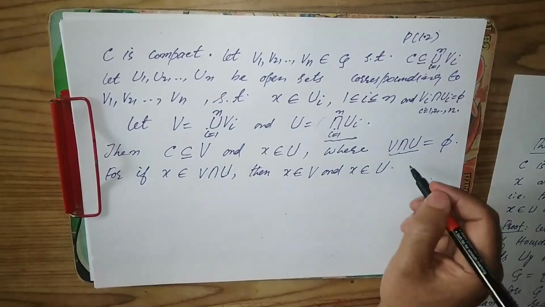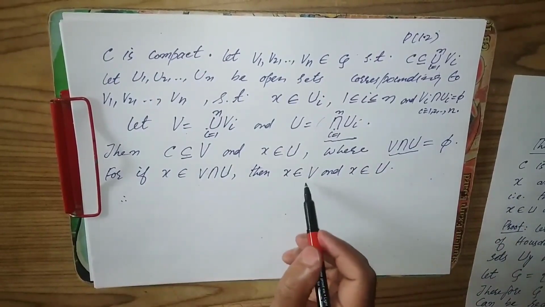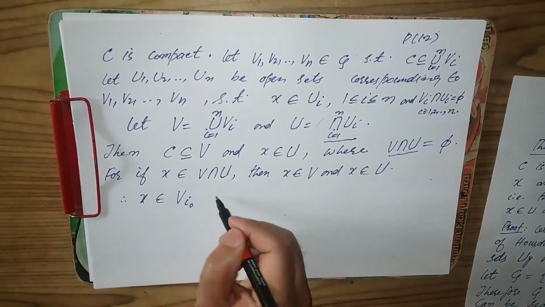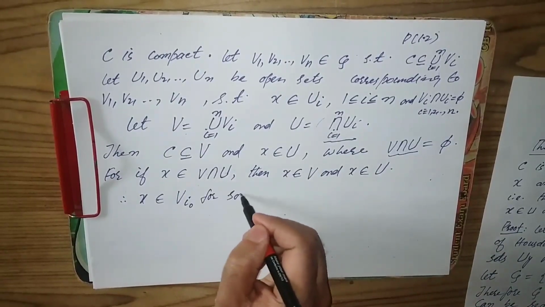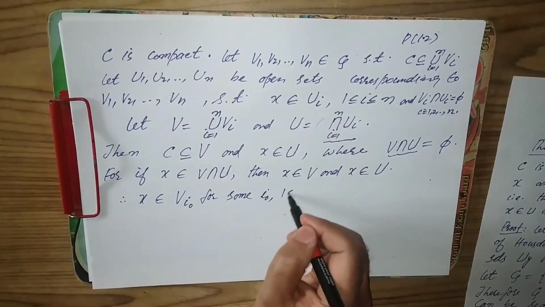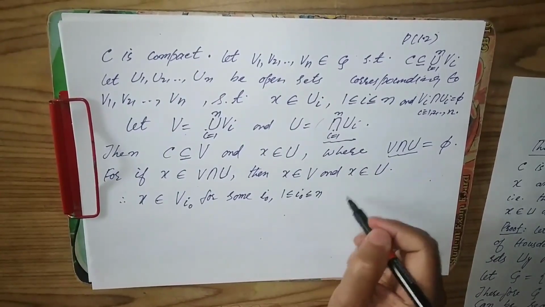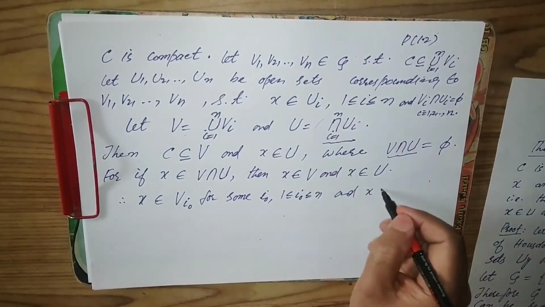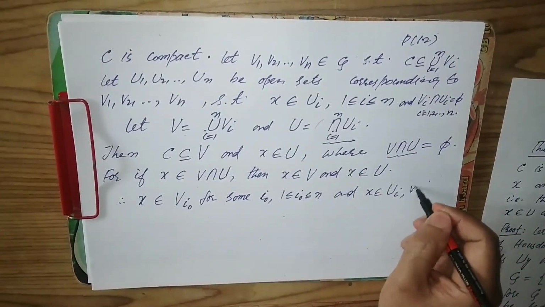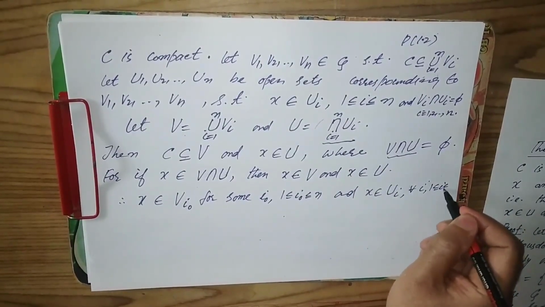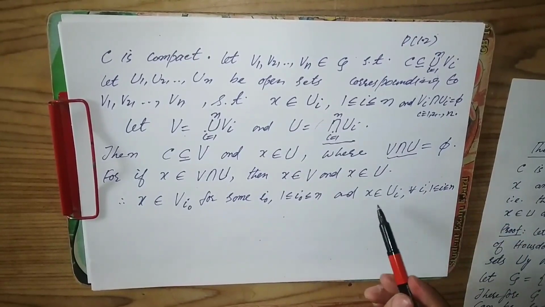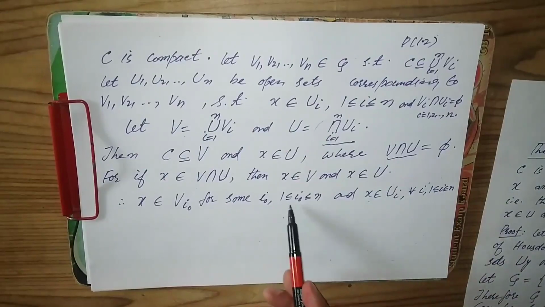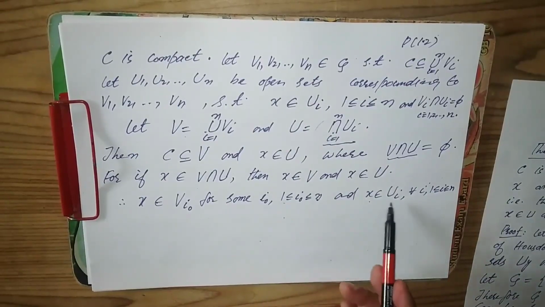Therefore, since x is in V and V is the union, that means x belongs to Vi naught for some i naught with 1 less or equal to i naught less or equal to n. And here x belongs to U and U is the intersection of Ui, so it means that x belongs to Ui for all i, 1 less or equal to i less or equal to n. So in particular, x also belongs to Ui naught, because it is true for each i, and i naught lies between 1 and n.